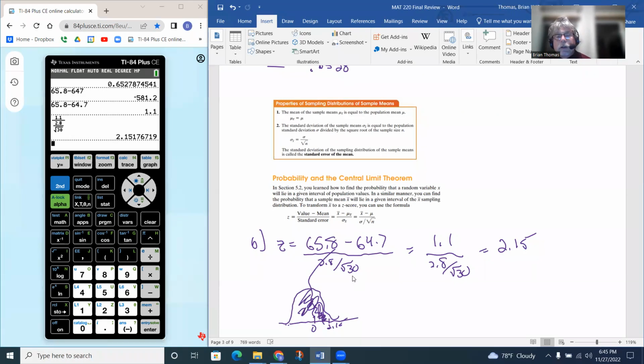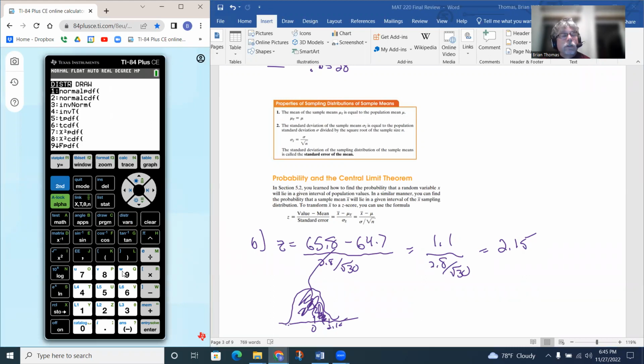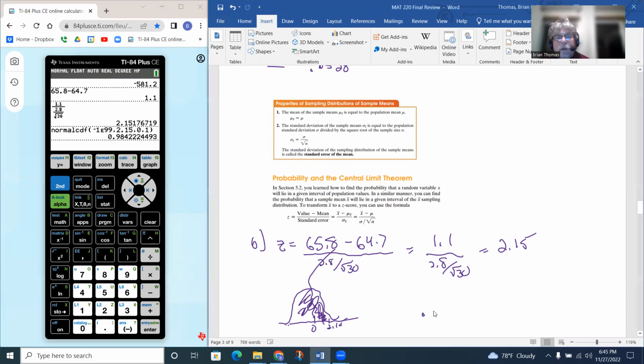To find the area of the curve, we're going to do the same thing, the distribution. We are still doing the left bound, but the upper bound this time is going to be the z-score of 2.15. Here we do keep the 0 and the 1 in place since we're using z-scores. We hit enter, and that gives us our probability of 0.9842.